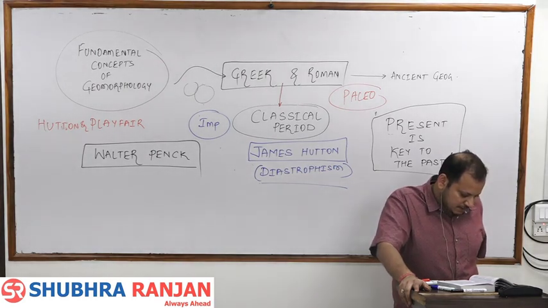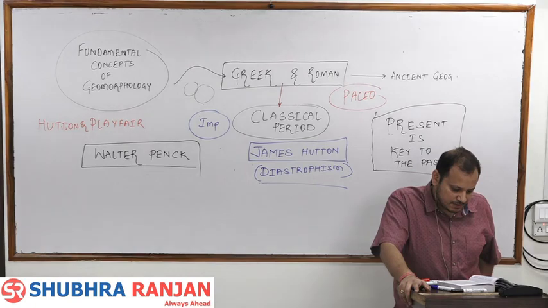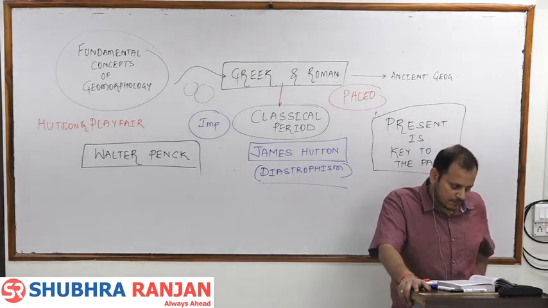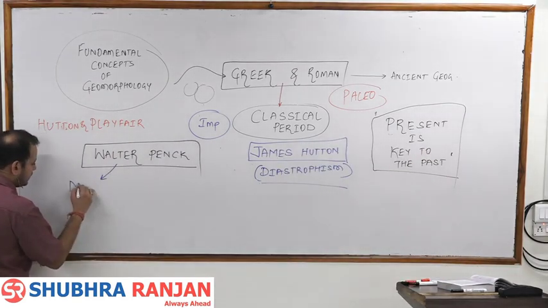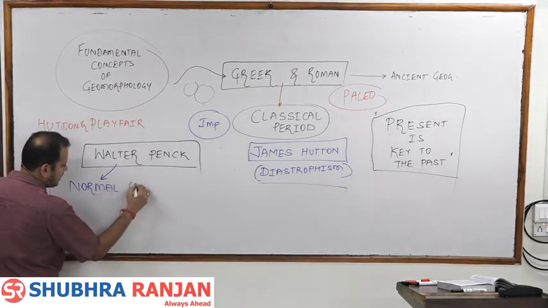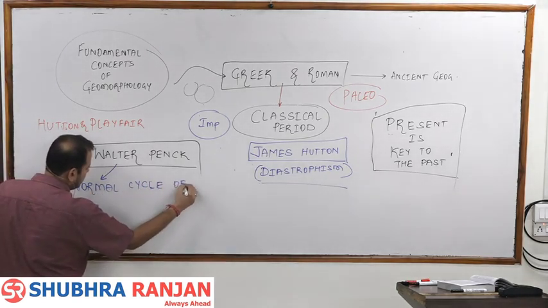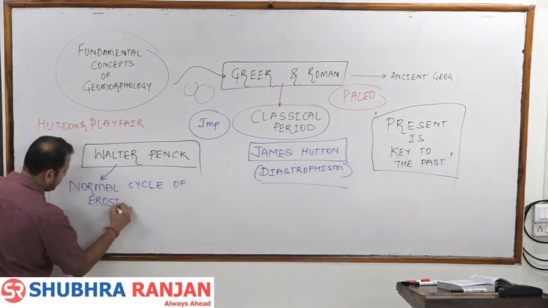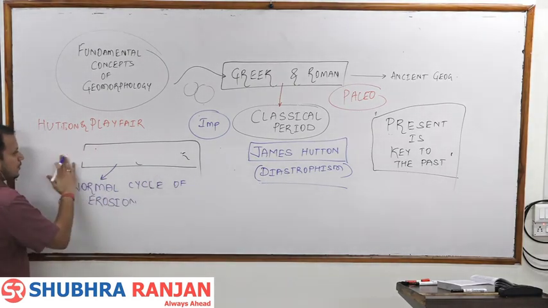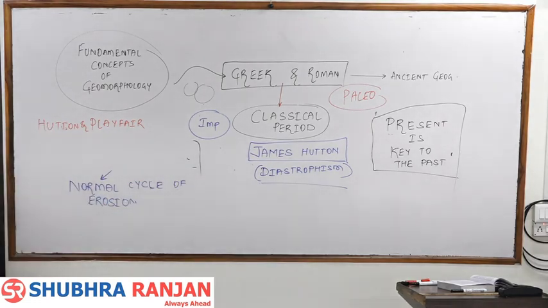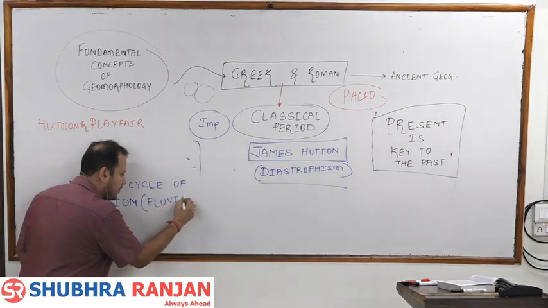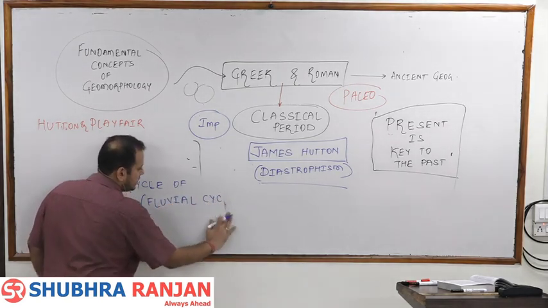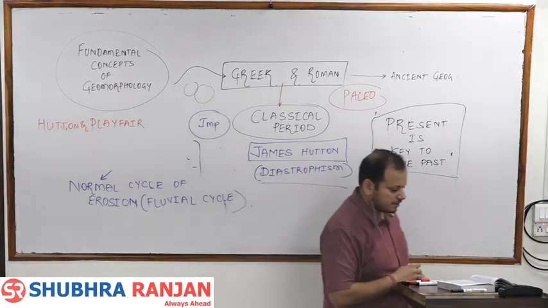He challenged the Davisian concept of the normal cycle of erosion. Normal cycle of erosion, the Davisian concept, is based on glacier, river, wind. Based on what? On the river. He challenged the concept of the normal cycle of erosion. So I will write its another name, fluvial cycle. Fluvial means made by the rivers.